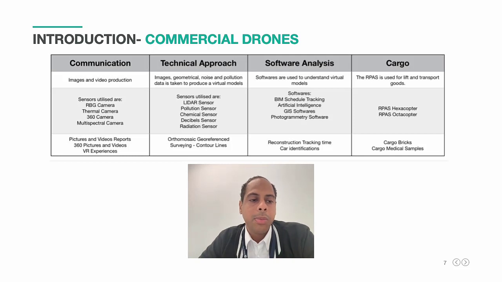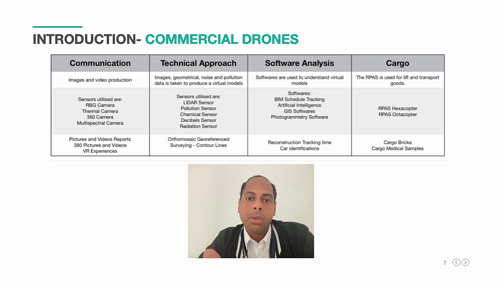We have the communication phase, in which we're going to use the drone for images and video production. We're normally going to see video productions if we want to present, for example, progress to an investor or to a client where we're going to be building a project. So we're going to use different types of sensors that the drone can have incorporated.